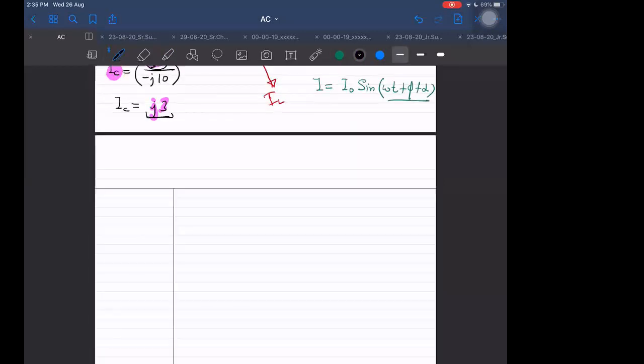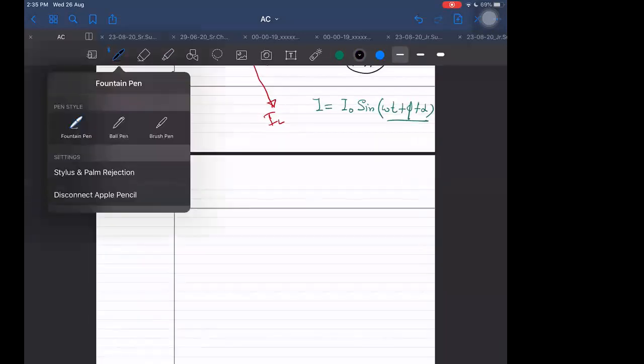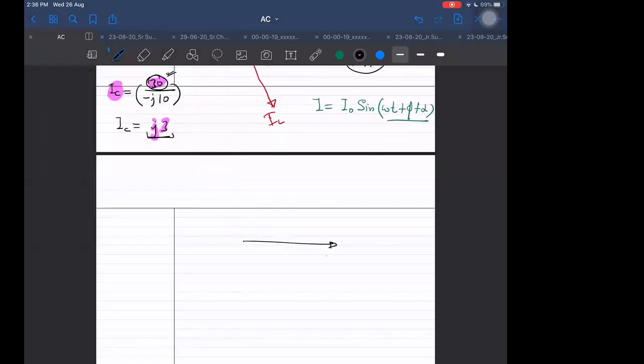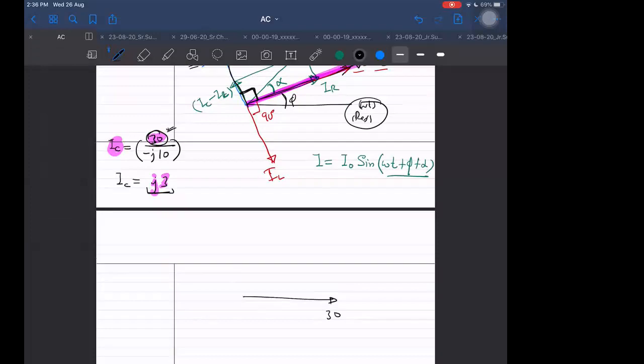Means I will do it in this way. I will take V only along the reference. This is V, and it is 30 units. Then I will find IC. IC is coming out to be equal to J into 3. Then I will write IC on this side. What is IC? IC is J into 3.